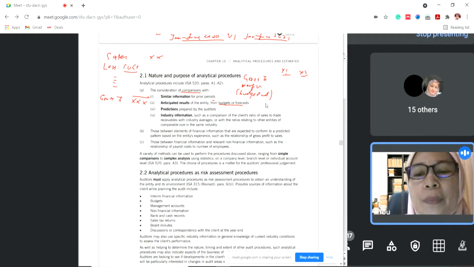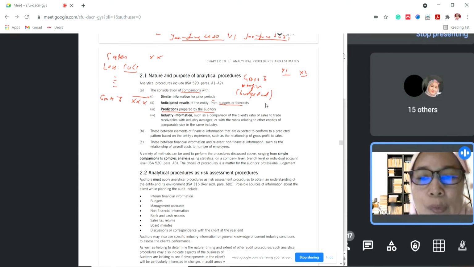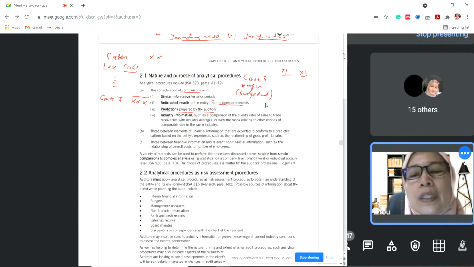Okay, prediction prepared by the auditor. So this is what you predict, what you expect. Let's say from the COVID-19 situation now, most of the companies are affected, except for the medical health products. Others normally will be affected, especially the manufacturing and the construction companies. So what do you expect, what do you predict?